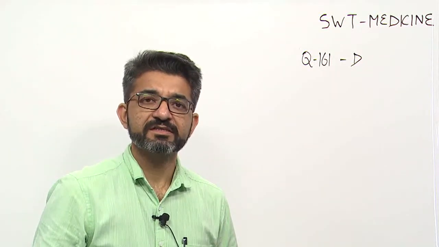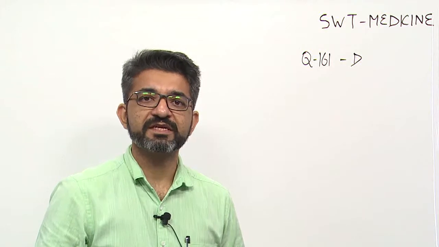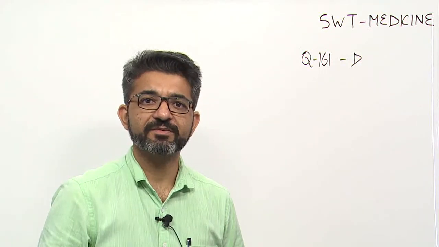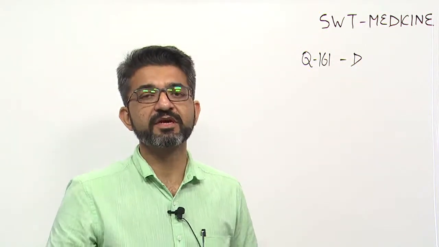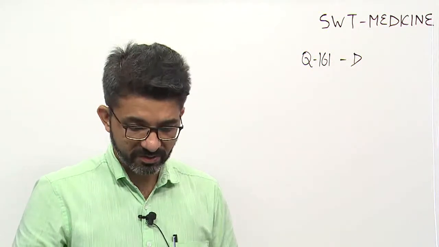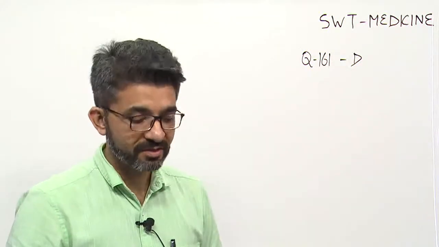CT scan is a good screening test for patients having subarachnoid hemorrhage. However, small or very early subarachnoid hemorrhage may be missed on a CT scan. So, it is a sensitive method, but not an accurate test to diagnose.